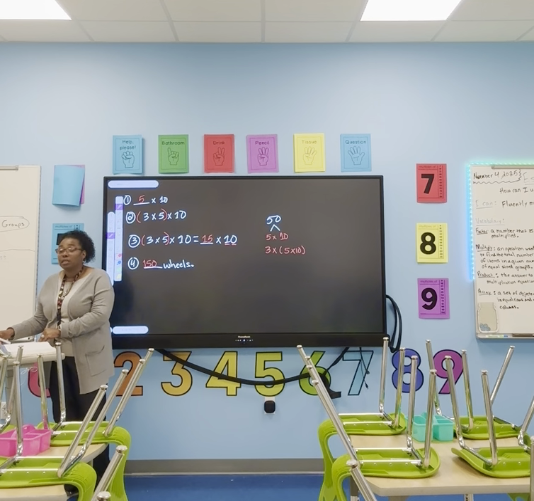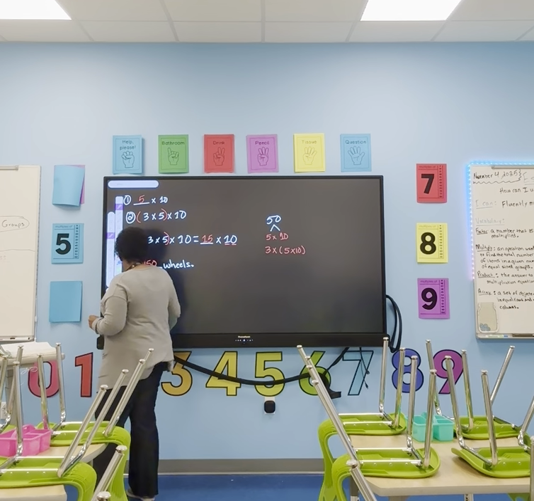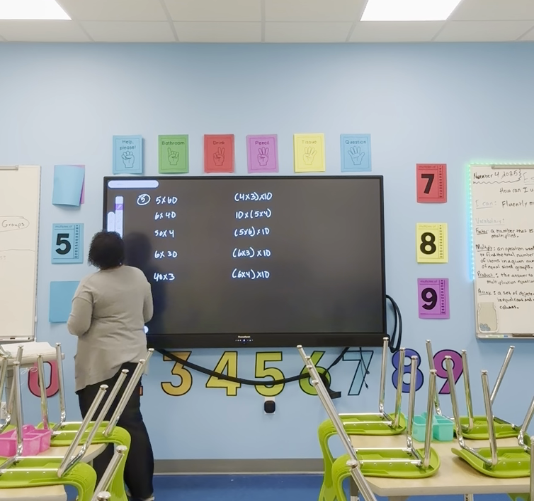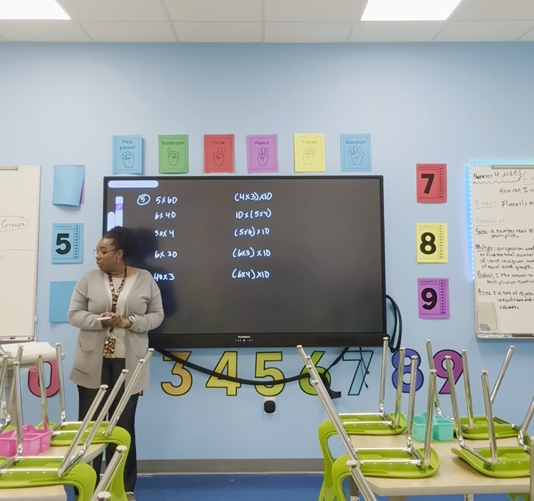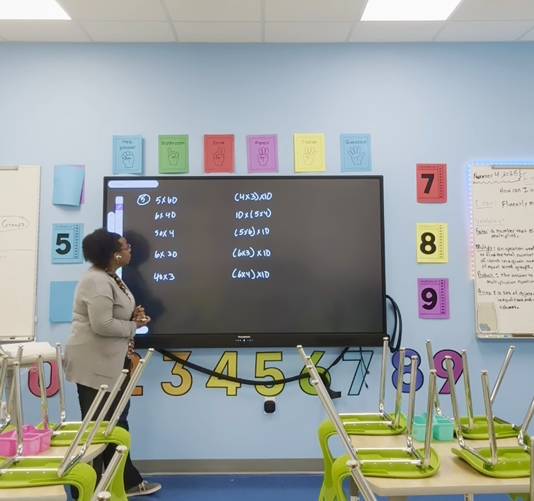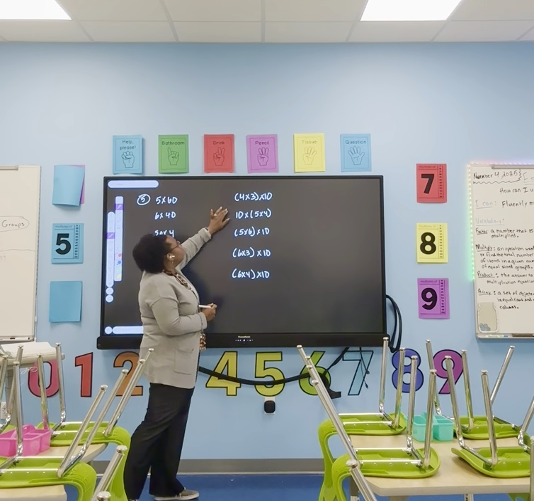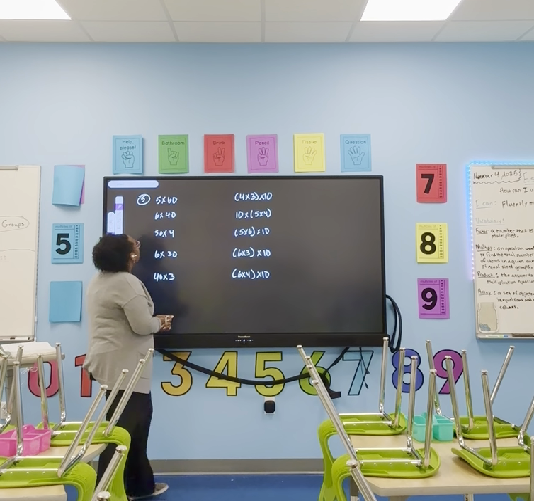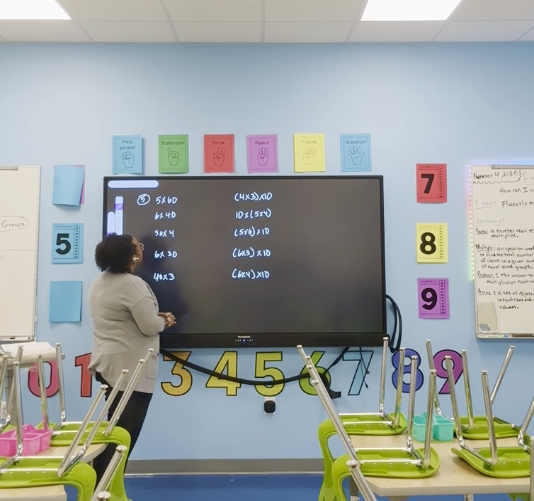All right, let's go ahead and go to the next page, which is page 220. And that is going to be number 5. Number 5 says, draw a line to match each problem with another way to write it. So we are matching this side with this side. So let's start with the first one. The first one I have is 5 times 60.